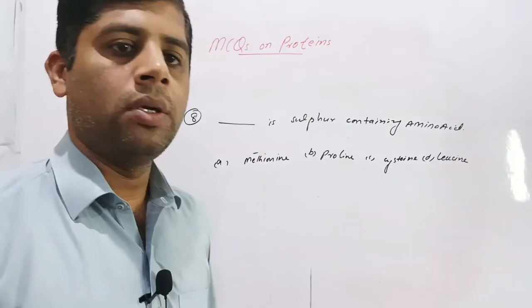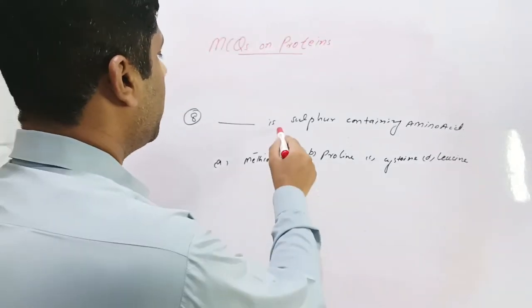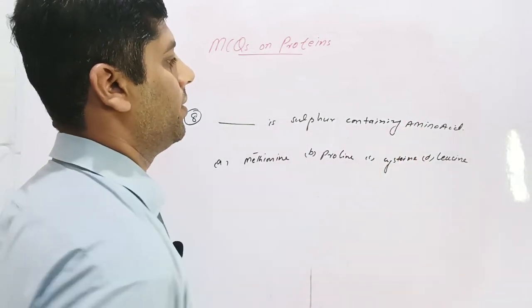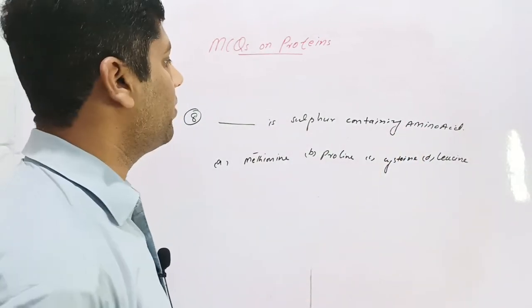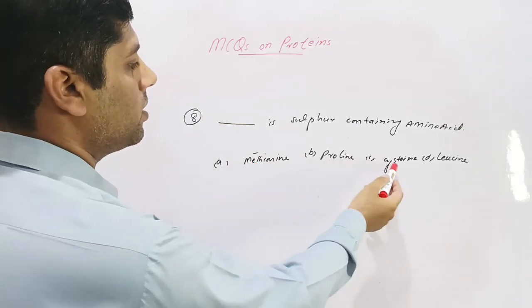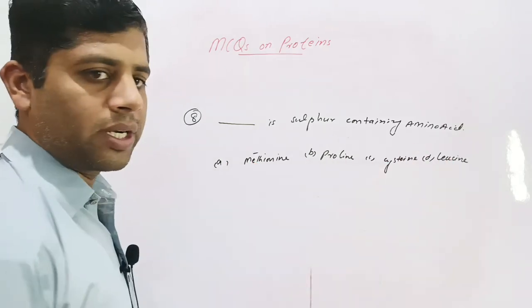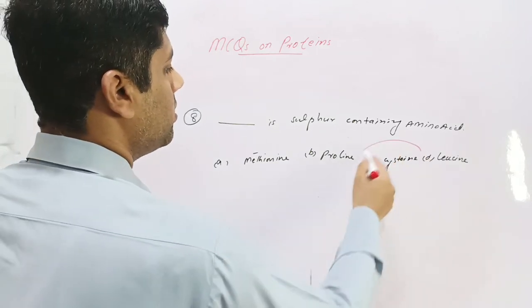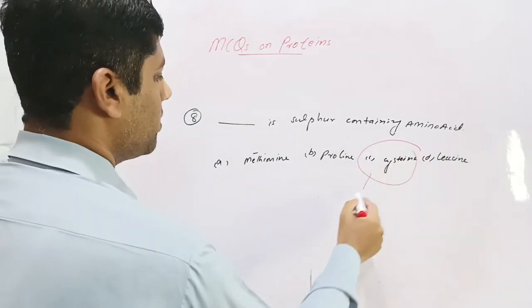Next question is, dash is a sulfur containing amino acid. The amino acid having sulfur in its side chain. The given options are methionine, proline, cysteine and leucine. So the correct option here is cysteine. Cysteine is the amino acid in which sulfur is present in the side chain.